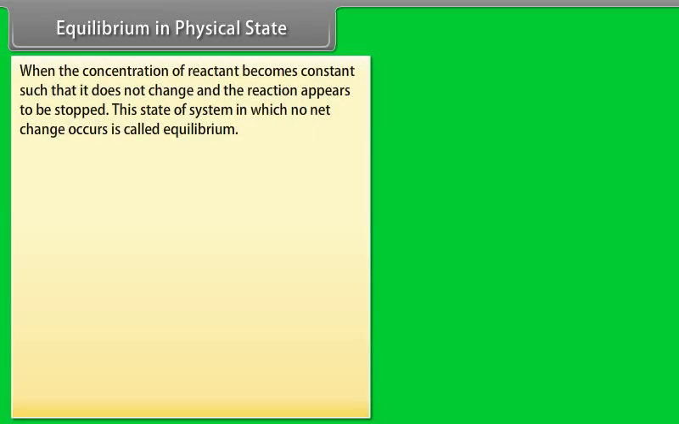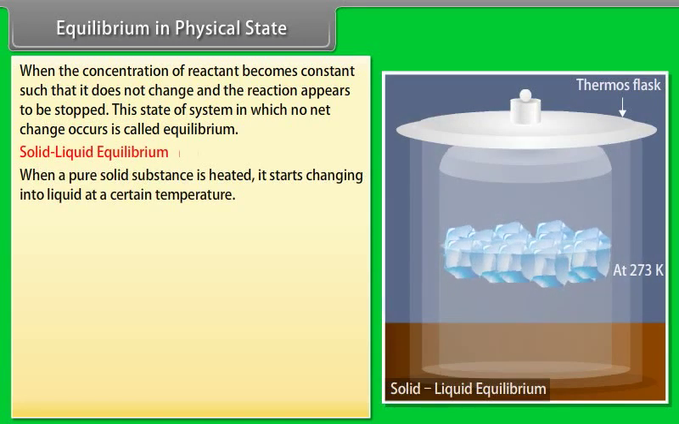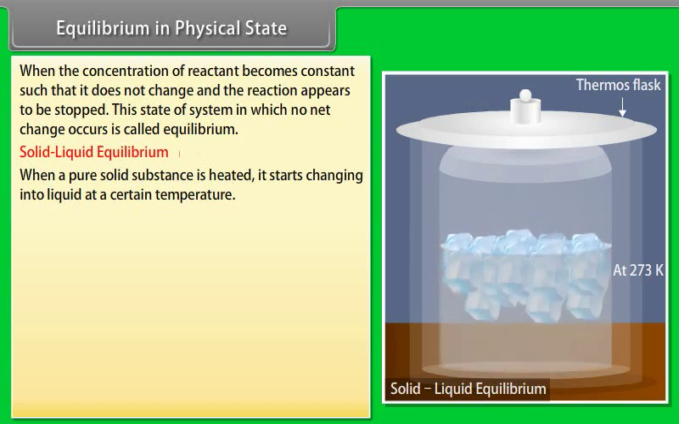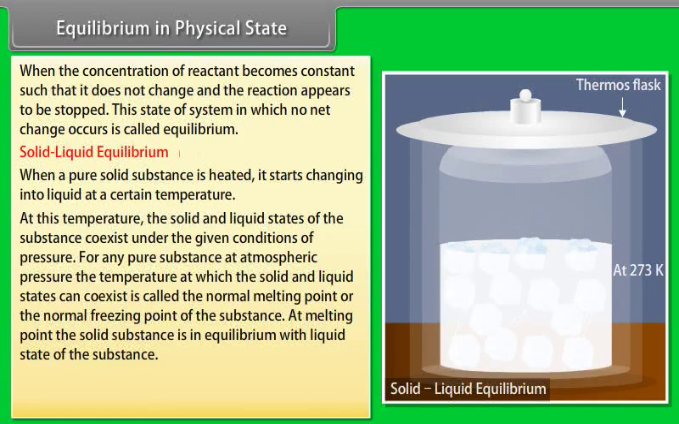Equilibrium in physical state. When the concentration of reactant becomes constant, such that it does not change and the reaction appears to be stopped, the state of system in which no net change occurs is called equilibrium. Solid-liquid equilibrium. When a pure solid substance is heated, it starts changing into liquid at a certain temperature. At this temperature, the solid and liquid states of the substance coexist under the given conditions of pressure. For any pure substance, at atmospheric pressure, the temperature at which the solid and liquid states can coexist is called the normal melting point or the normal freezing point of the substance.